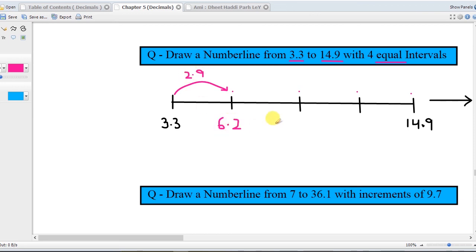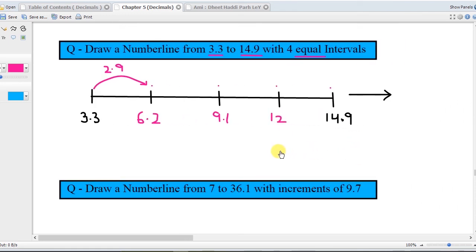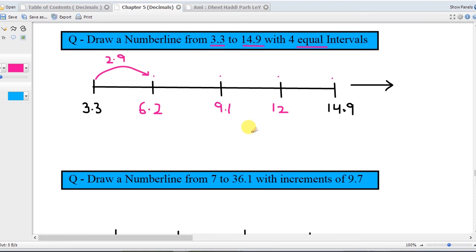Again add 2.9 to 6.2. The number we are landing on is 9.1. The next number is add 2.9 to 9.1. So the number we are landing on here is 12. And we are done with the question. I hope you have got the concept.